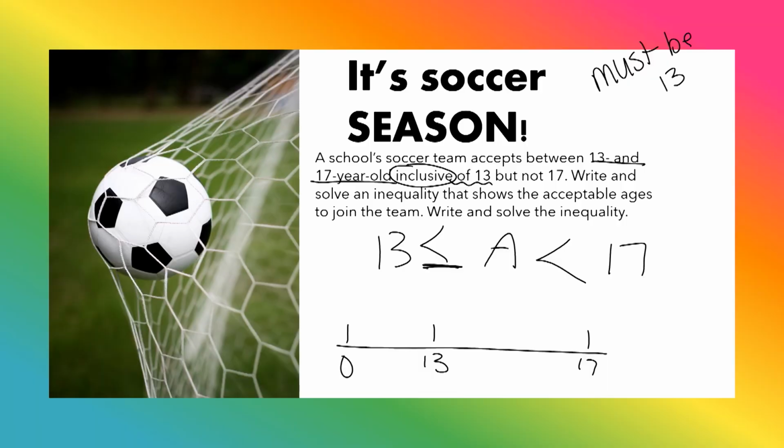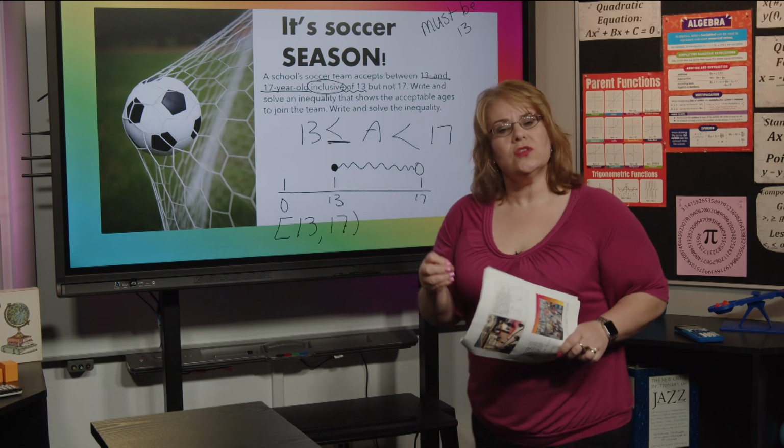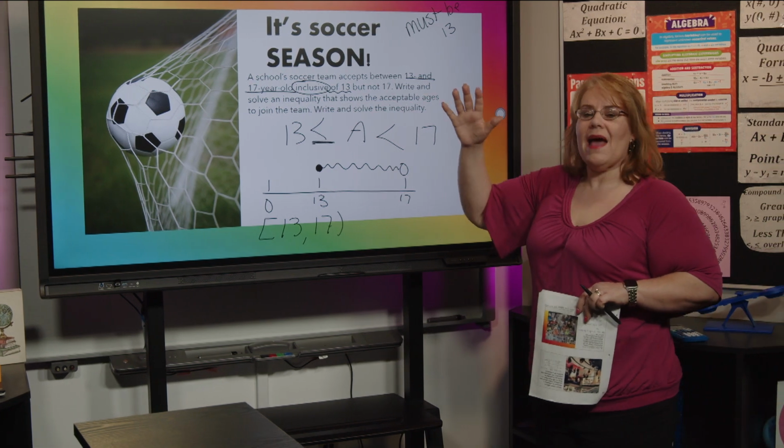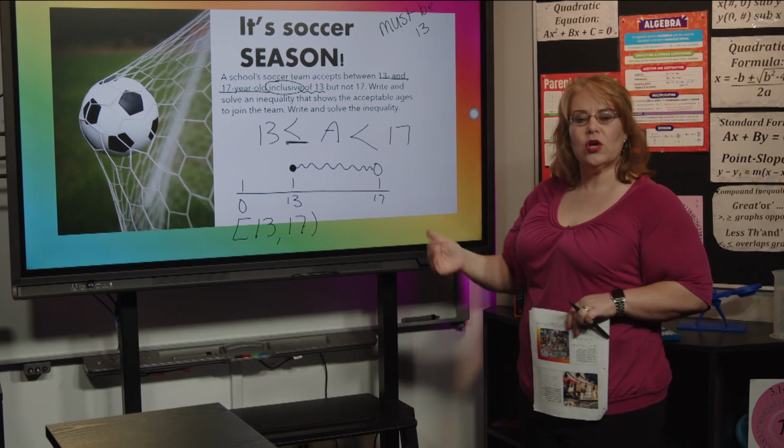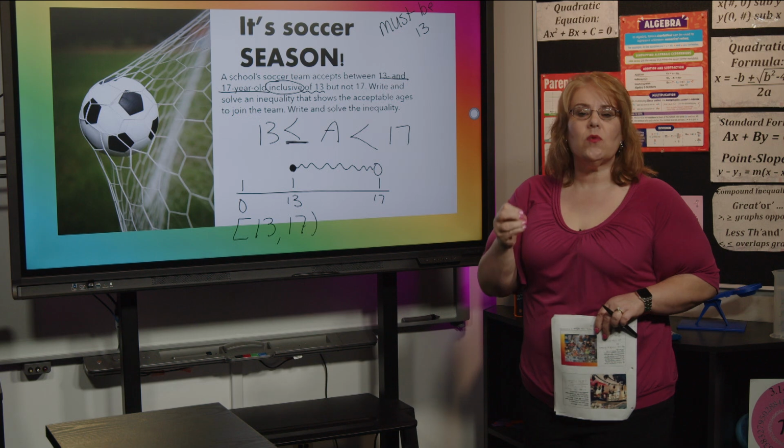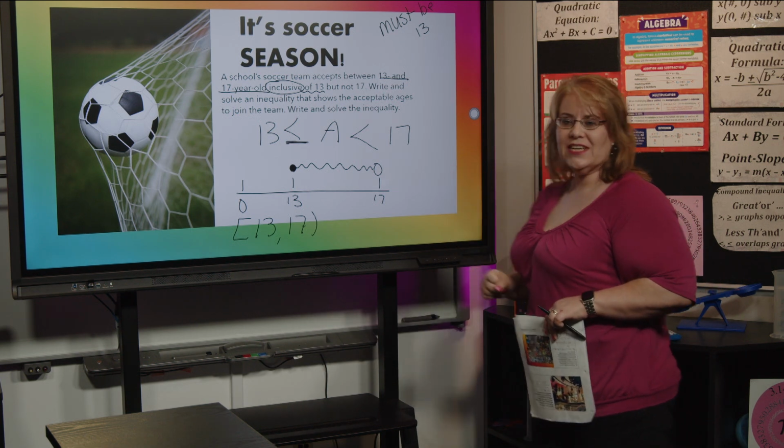Here we go. So since I can equal 13, I'm going to have a closed circle. 17, I don't necessarily have to equal 17, so I have an open circle, and then my ages are going to be in the middle. So if I write my interval notation, I'm going to have a bracket, 13, comma, 17, parenthesis. Remember all those rules that we learned? When I have a closed circle, I have that bracket. When I have an open circle, I have that parenthesis. So we're making sure that we're following those rules. All right, let's look at the next one.